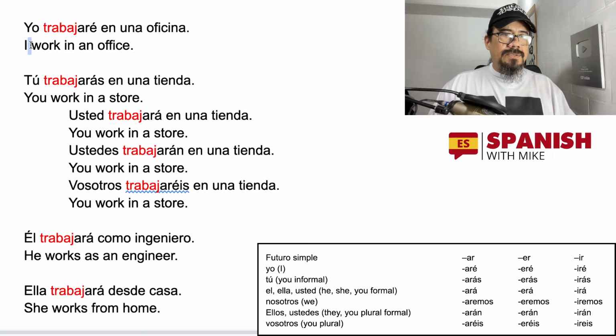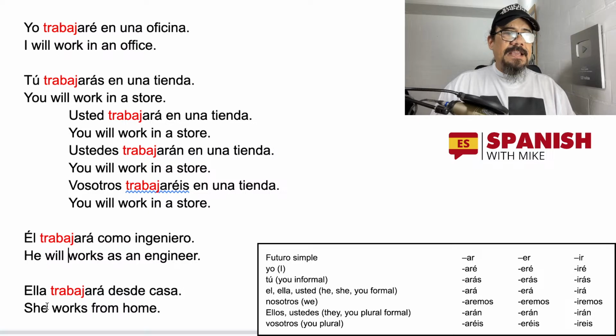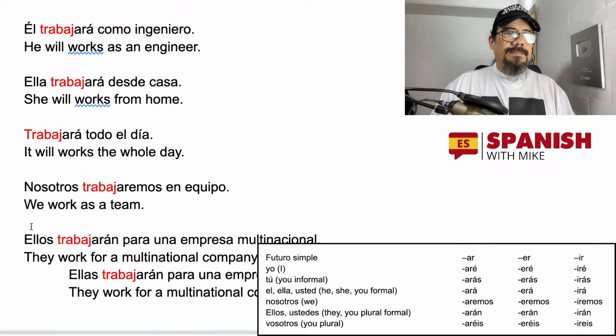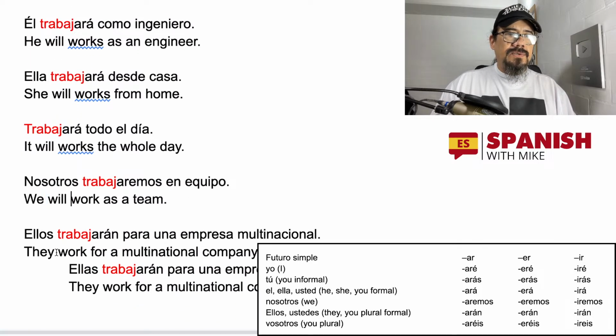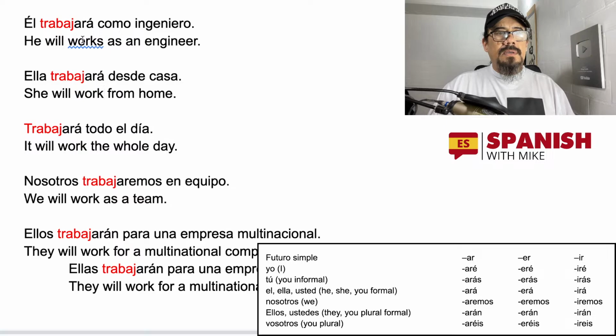Oh, again, sorry for this. I think that's going to be the same for the remaining 4 verbs, but nonetheless, we can fix this real quick here. Sorry for this. Sorry one more time. It will work. She will work. It will work.